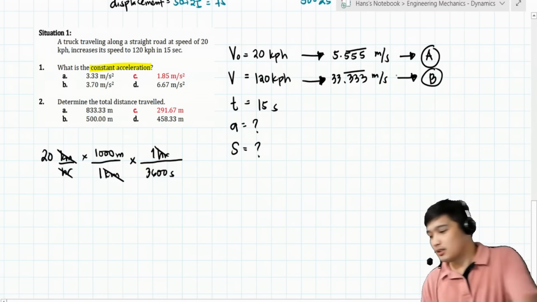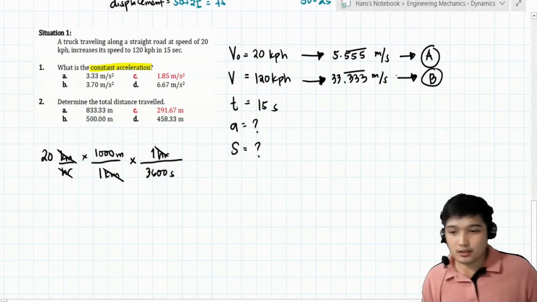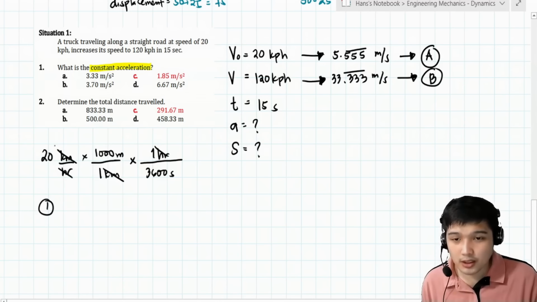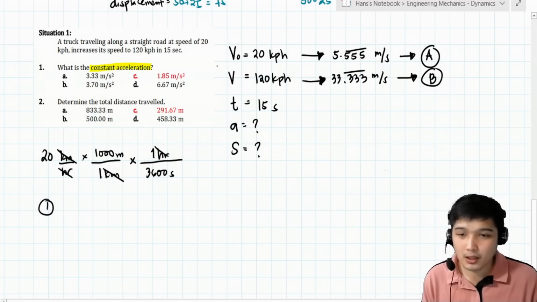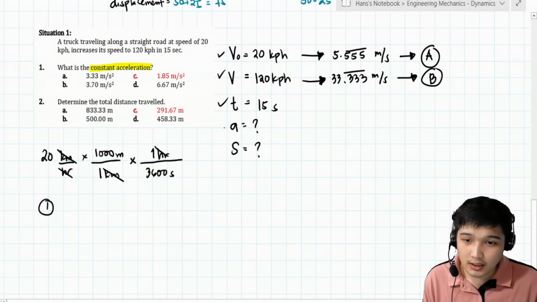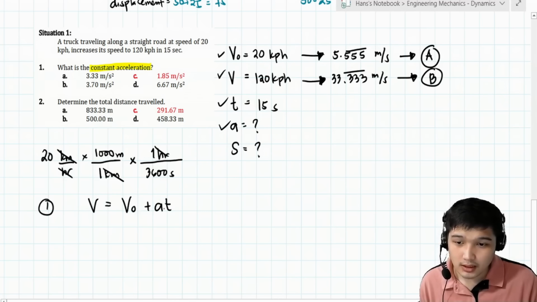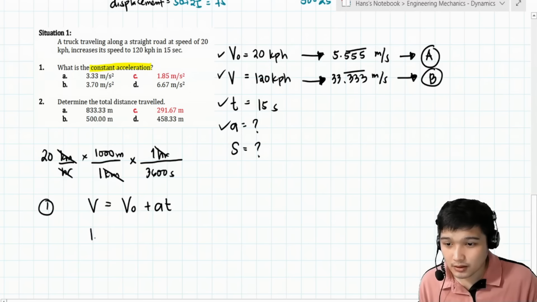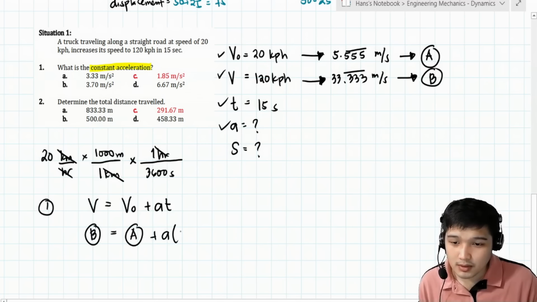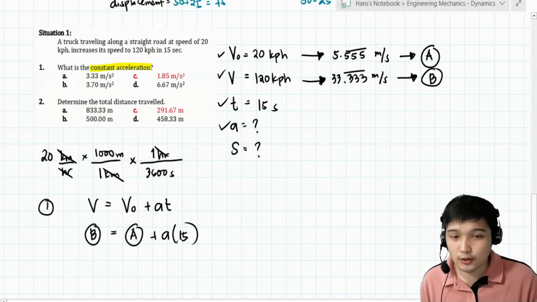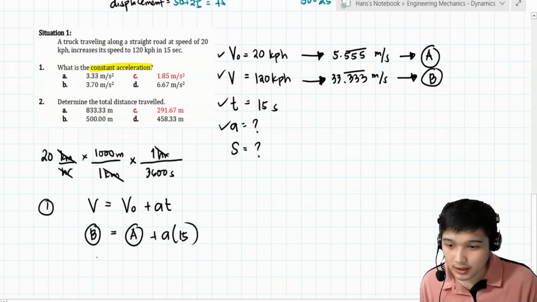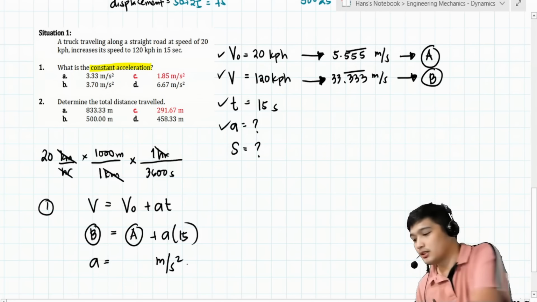So, for number 1, acceleration yung tinatanong. So, anong relationship ang gagamitin natin? Now, we have velocities. And then, yung time t, hinahanap ito. So, yung first relationship, no? That the final velocity is equal to the initial velocity plus at. So, simply plug in the value. So, this one is B. This one is nasa A. So, plus A times 15. So, all units naka-meters na and then naka-second. So, definitely, the acceleration na makukuha natin dito is in meters per second squared.